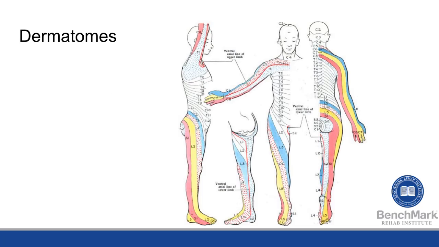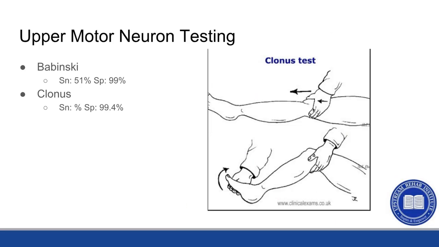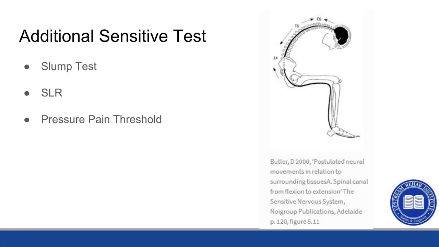And dermatomes are a very important thing to look at, generally looking at side to side. Again, remember that you want to test on skin and not over clothes. Upper motor neuron testing is very important in this population with the lower extremity. Babinski and clonus are two of our most specific ones that will look at everything. And then some additional sensitive tests: slump, straight leg raise, pain pressure threshold.